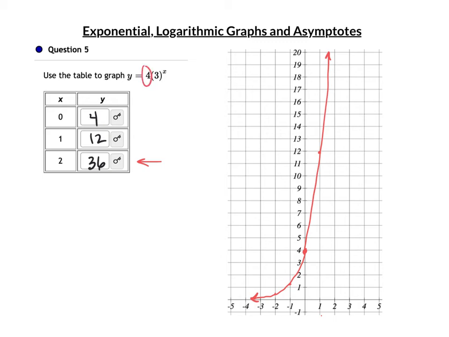Notice again that this is the y-intercept, 4. This is the common ratio. And because it's greater than 1, we're increasing. This is growth.